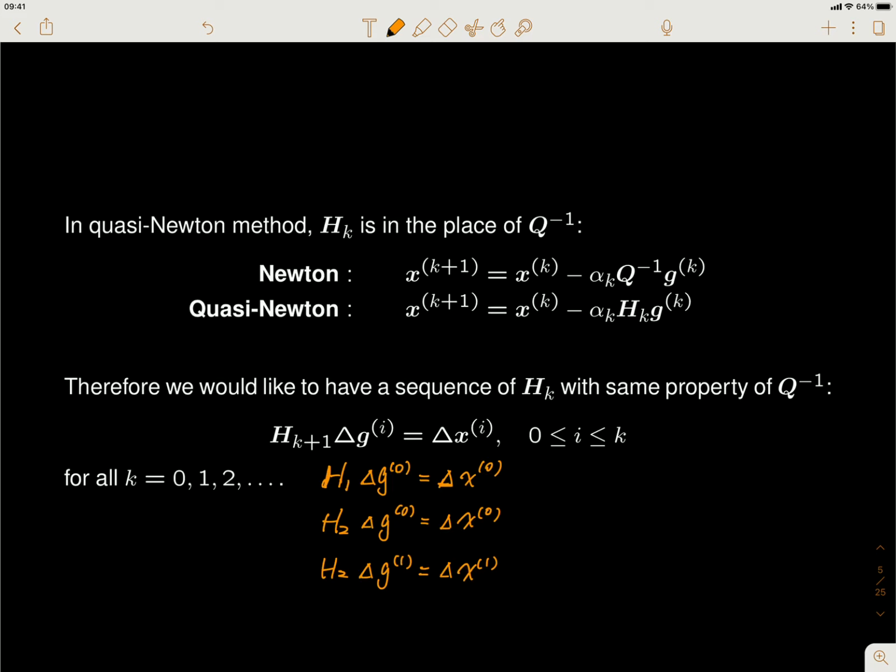So let me put it in this way. Generally I should have this delta G0, delta x0. They are not equal yet. I need to multiply the H on the left to get this to be equal. But first write this down. So I need my HK plus 1 to satisfy all these K plus 1 equations.